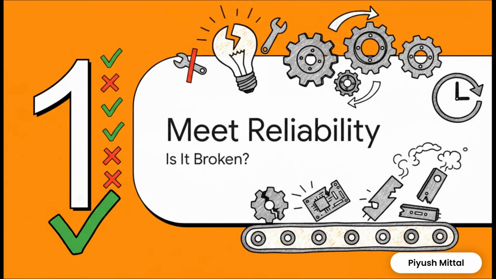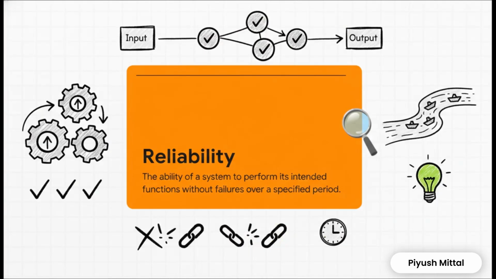All right, our first big clue is the idea of reliability. Now, this isn't just about whether the power is on. It's about something much, much deeper. Is the thing actually doing what it's supposed to do? Okay, here's the more formal definition. But let's zero in on the important words here: intended functions and without failures. A reliable system is one that does its job right, every single time. It gives you the result you actually expect, not some weird error message.